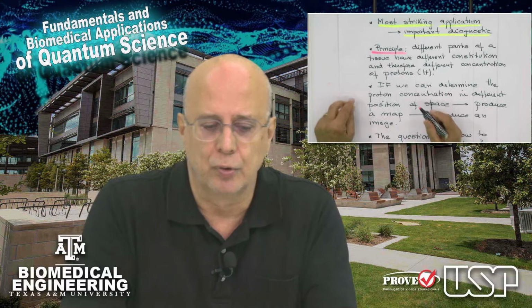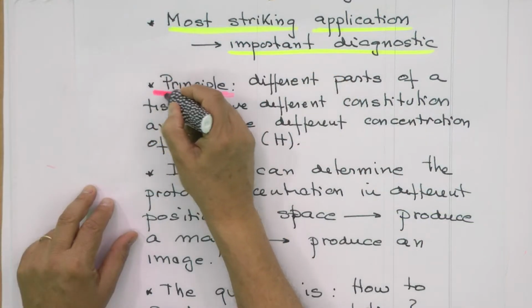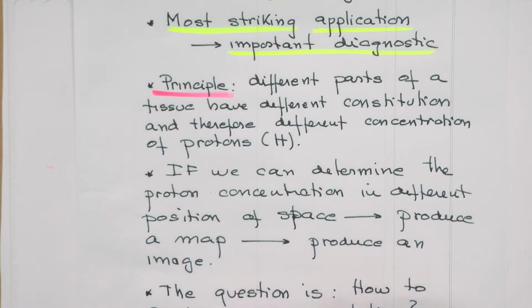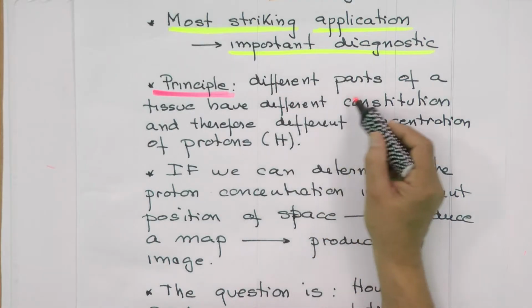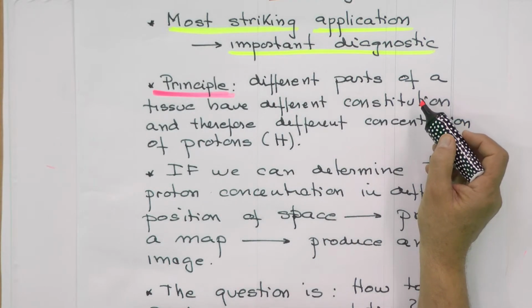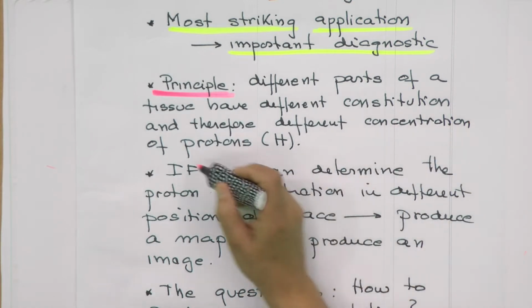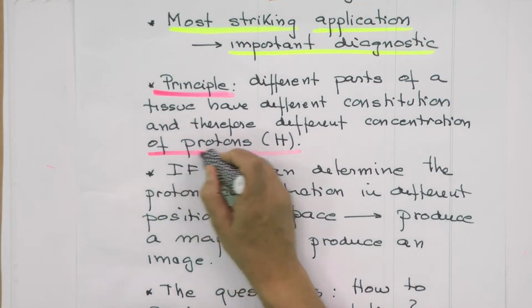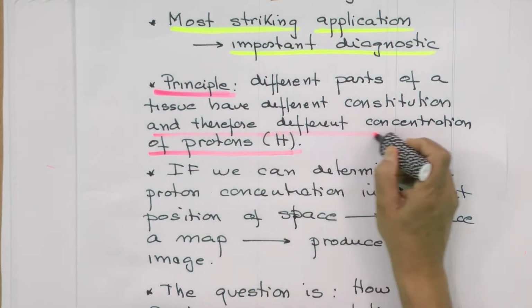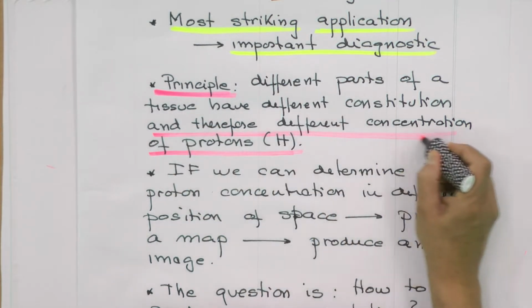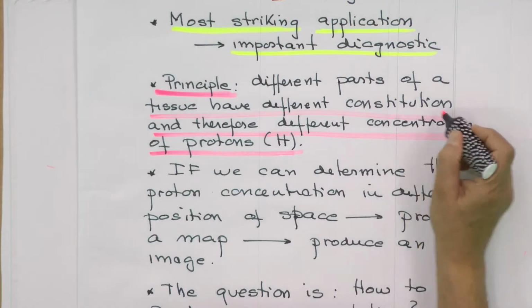The principle to do the imaging using nuclear magnetic resonance is the following. Imagine that different parts of a tissue have a different constitution and therefore a different concentration of protons. Right? I have more of one type of molecule than the other, and so on.